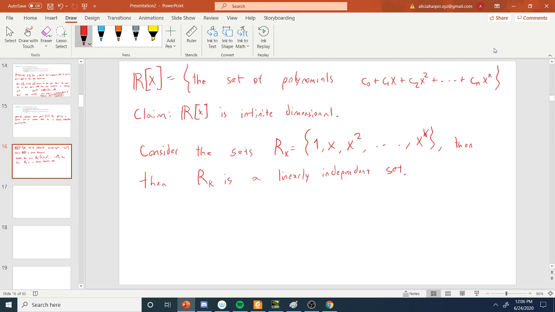We look at this set right here, and we want to show that it's linearly independent. If we show that it's linearly independent for all k, then it will follow that the dimension of this set, this R[x], the set of all polynomials, in fact has to be bigger than k for any k, which would show that it has to be infinite dimensional. So here's how we can prove it.